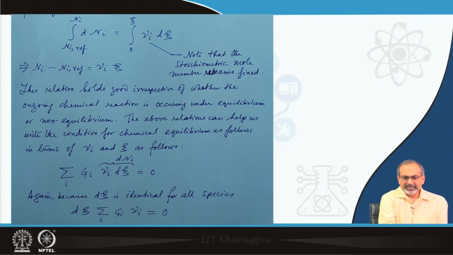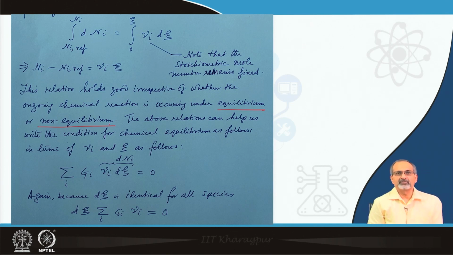The relation holds good irrespective of whether the chemical reaction is occurring under equilibrium or non-equilibrium, because we have not imposed the equilibrium constraint at this point. The above relations can help us write the condition for chemical equilibrium as follows in terms of nu i and xi, and you notice that we are gradually moving a step ahead of the idea of having the equilibrium constraint restricted to dni. Rather, we are bringing in important inputs from the chemical reaction, and that percolates into this equation through the stoichiometric mole numbers.